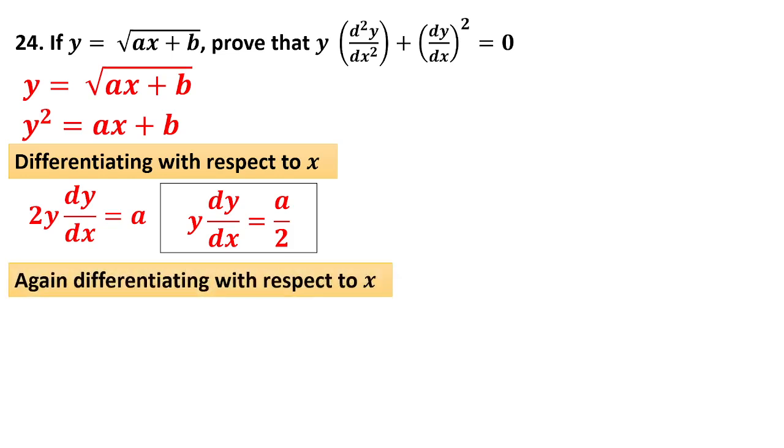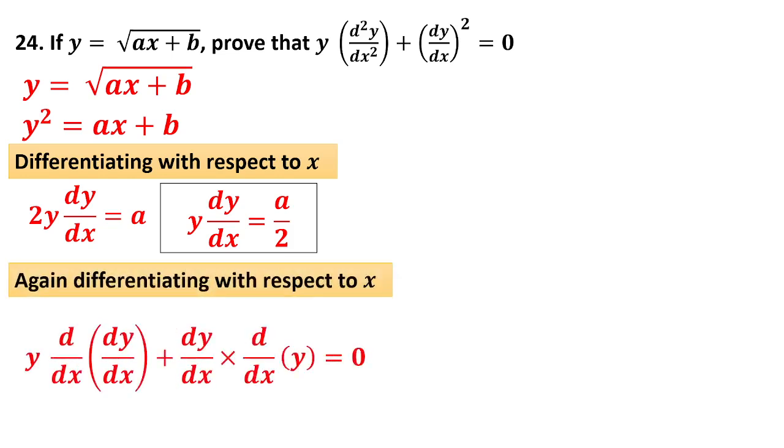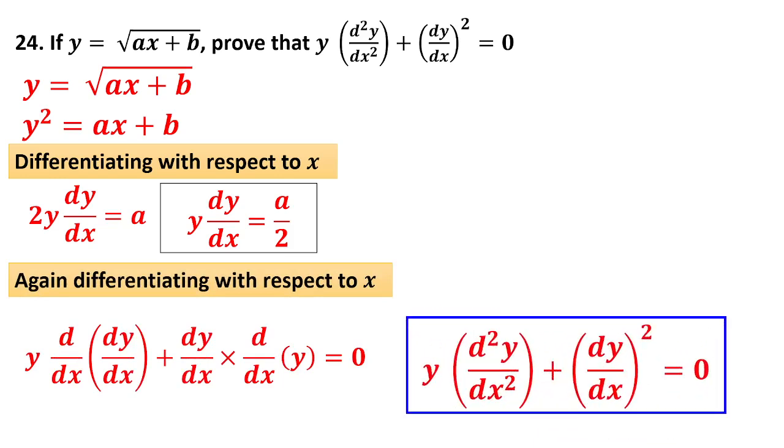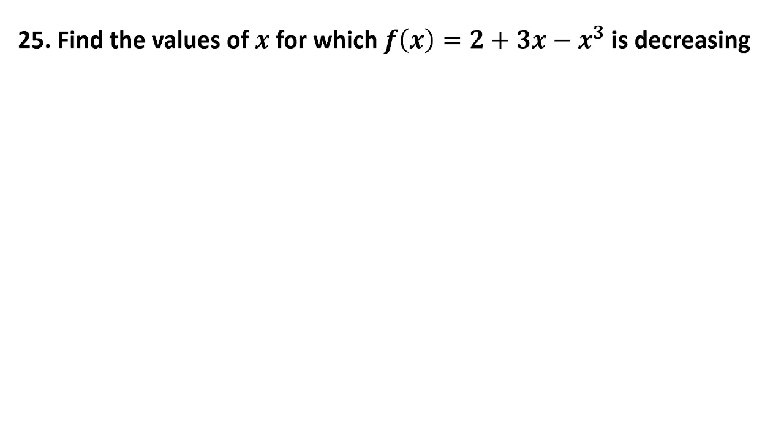Again differentiate it again. Keeping y, differentiate dy by dx, and keep dy by dx and differentiate y. You will get now y into d square y by dx square plus dy by dx whole square is equal to 0. Question number 25.